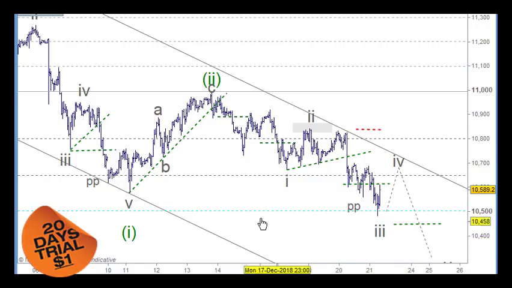The other count that I can squeeze in down here is 1 and 2 and 3 and 4 and 5 here for wave 1, A, B, C for 2 here, then 1 and 2 and 3 to here, 4 to here, and 5 to here. In that case, we would only come back to the wave 4 of one lesser degree, or the 10,650 area, and then move down from that point. So that's also on the cards as well.